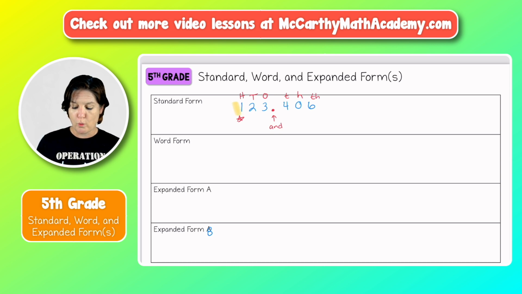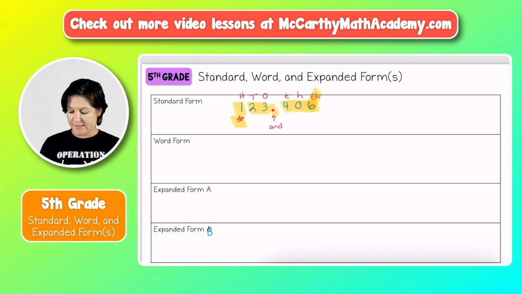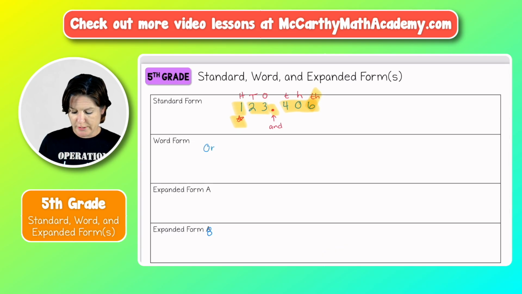So we would say 123 and 406 thousandths. 123 and 406 thousandths. That 6 lands in the thousandths place, so we say thousandths at the end. And now, like I said, if we can read it, we can write it in word form. So we'll write it.